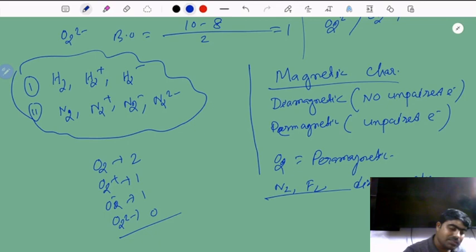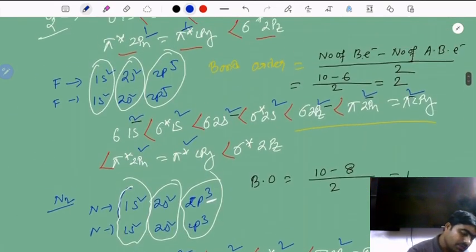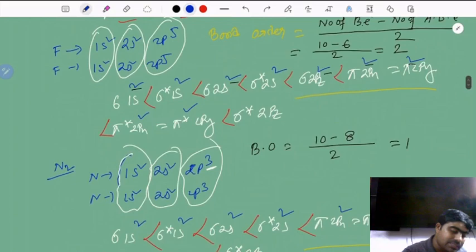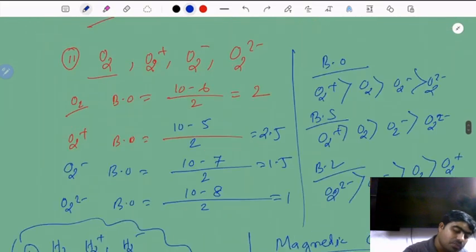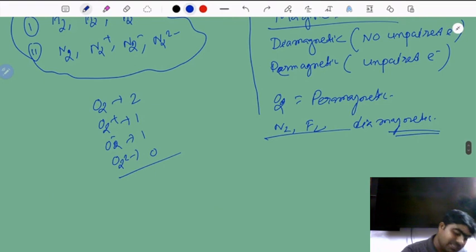O2 2 minus means there will be 18 electrons. This is O2 and two extra electrons, so this will be 2 and this will be 2. Understand? So there are no unpaired electrons, and no unpaired electron means it is diamagnetic. So for the magnetic characters of O2, O2 plus, O2 minus and O2 2 minus, O2 2 minus is diamagnetic and the other three are paramagnetic.